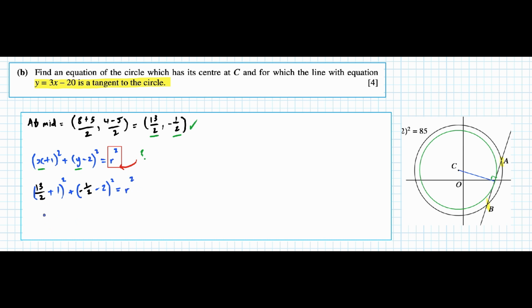but 13 over 2 plus 1 is 15 over 2. So 15 over 2 squared is 225 over 4. And minus a half minus 2 is minus 5 over 2. And square all that, you'll get plus 25 over 4. So from there, just put it together, and when you square it off, you can simplify it as well. So 250 over 4 is 125 over 2, and then you'll get square root of that. So the root of 125 over 2 is your radius.